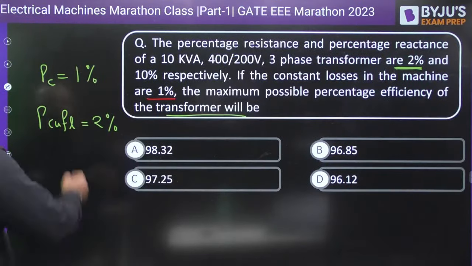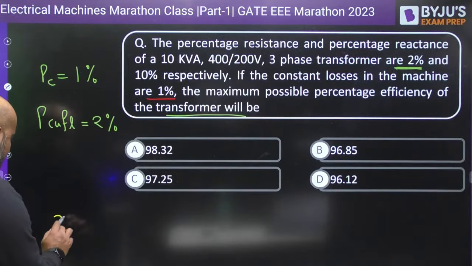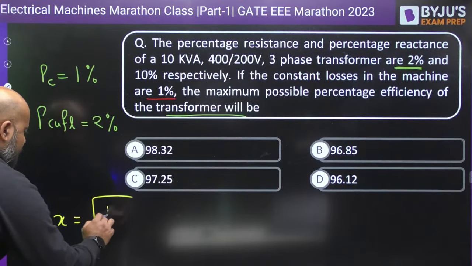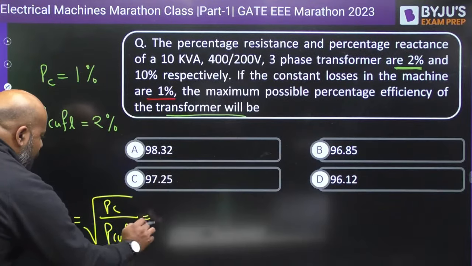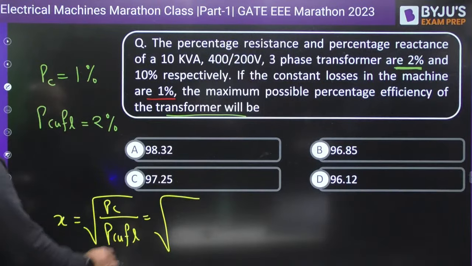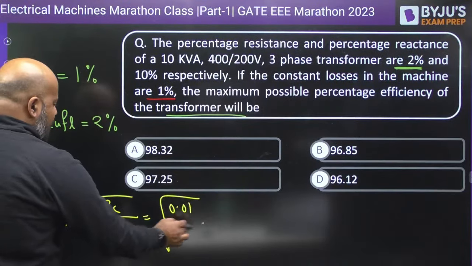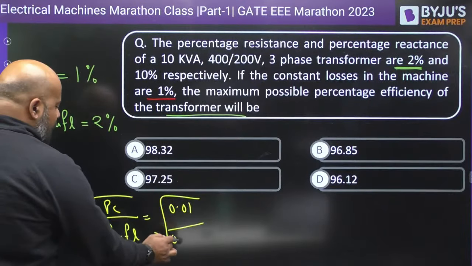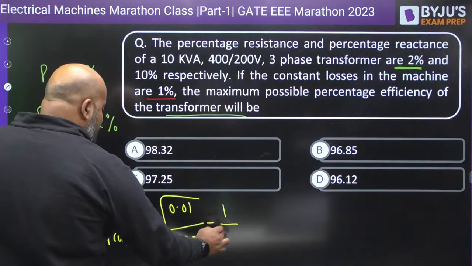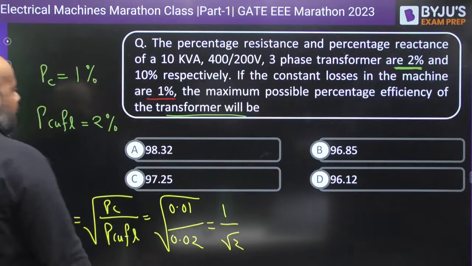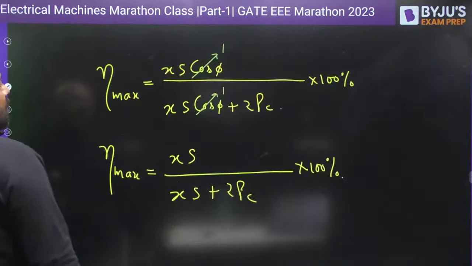If you know PC and PCUFL, can you tell me what is X? Yes, it is PC upon PCUFL. So if you put the values, what is PC? 0.01. What is PCUFL? 0.02. It is going to be 1 upon root 2. You can solve it. Just put this value here.